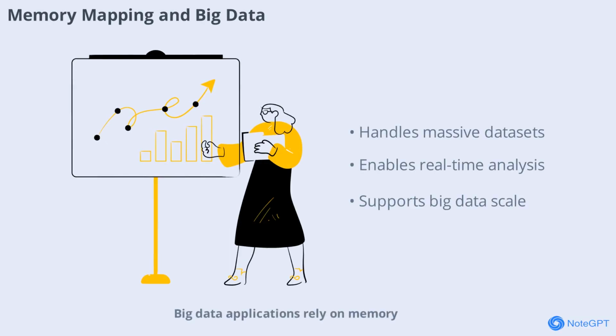Big data applications rely on memory mapping to process massive datasets efficiently. By mapping large files into memory, analytics tools can scan, filter, and analyze data without loading everything into RAM. This approach enables real-time insights and supports the scale required by modern data-driven businesses.